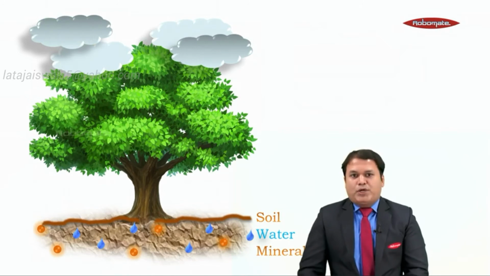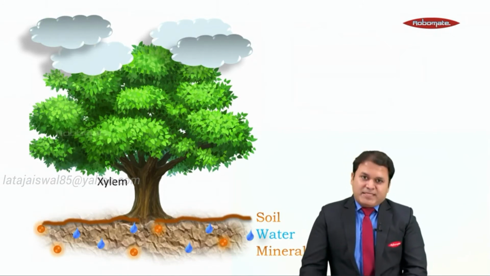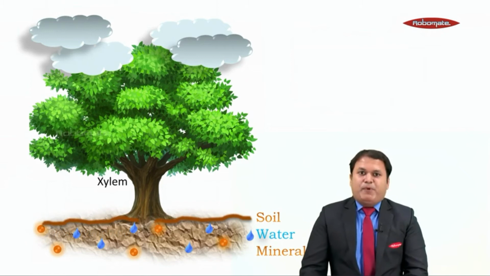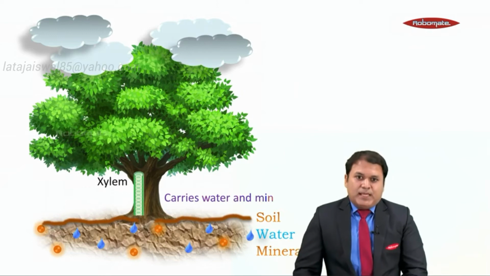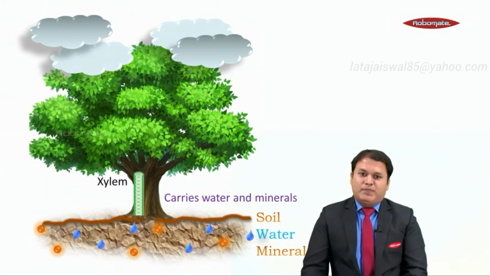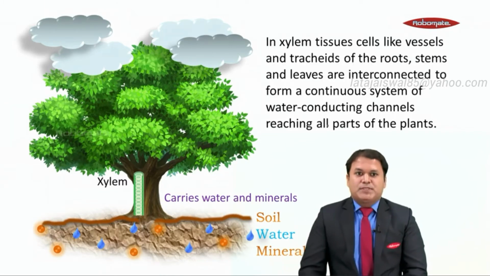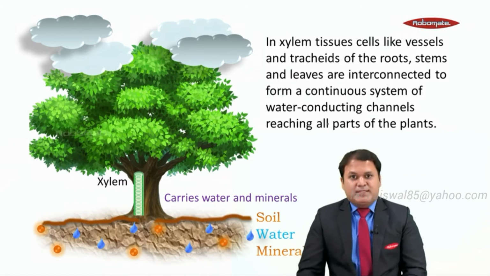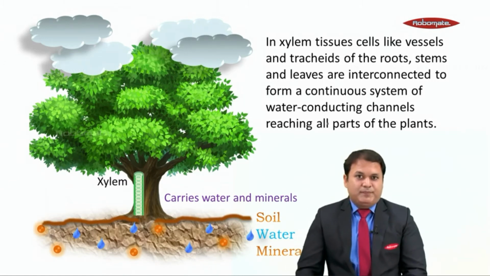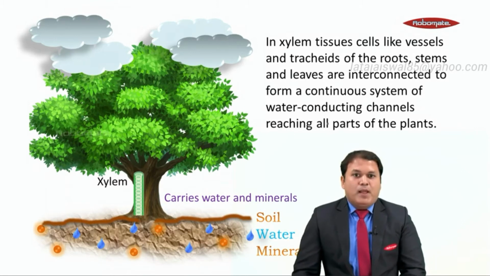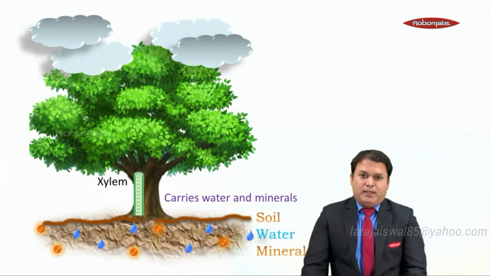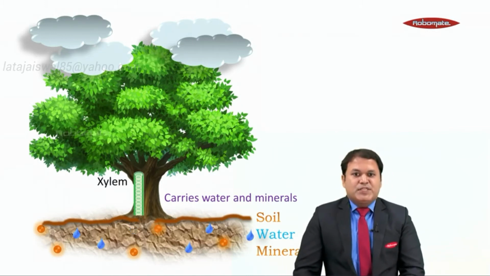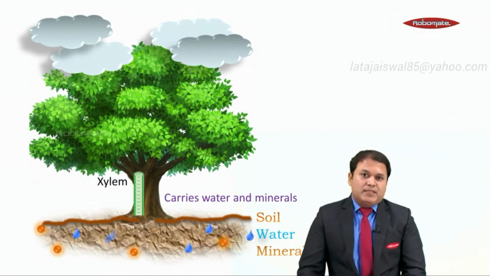Now how do this water and minerals reach the plant? Basically, a plant contains a special type of conducting tissue called the xylem. This xylem is responsible for carrying water and minerals to the upper parts of the plant from the soil. In xylem tissues, there are certain cells like vessels and tracheids present in the roots, stems and leaves, and they are interconnected to form a continuous system of water conducting channels reaching all the parts of the plant. So students, it is the xylem which is responsible for carrying water and minerals to all the parts of the plant.